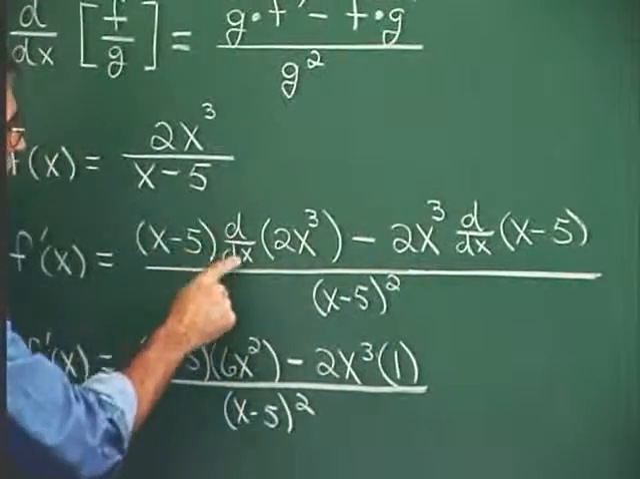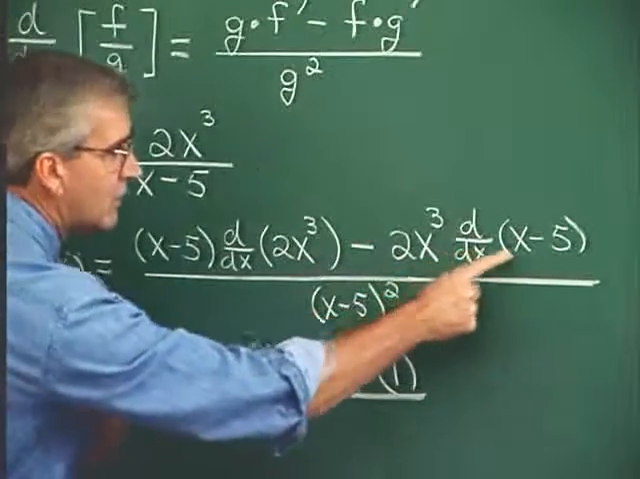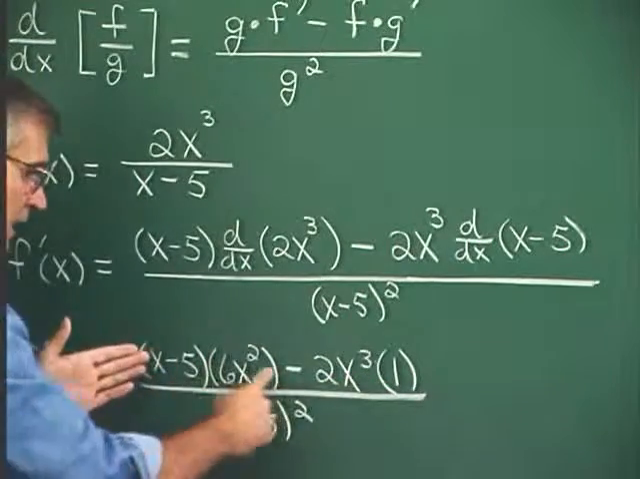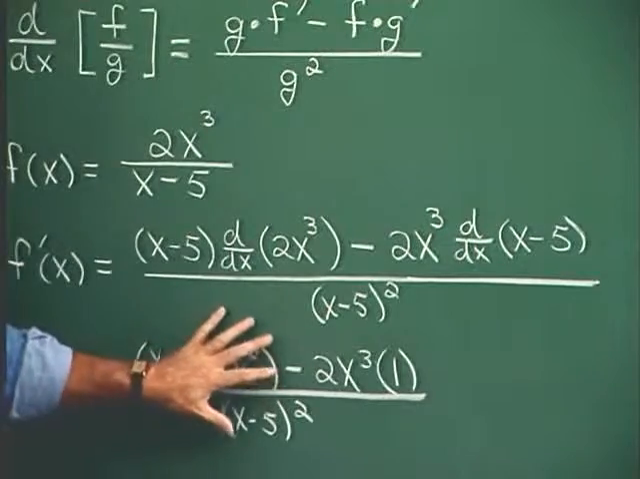We have the derivative of 2x cubed is 6x squared. And over here the derivative of x minus 5 is simply 1. So from here we expand in the numerator and collect as we're able to and so on. And I'm confident that we can do that from here.